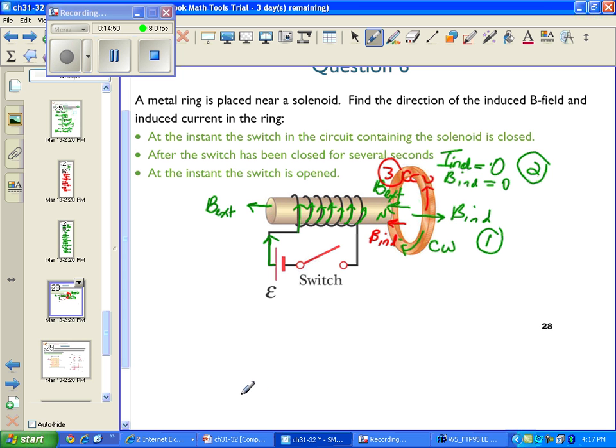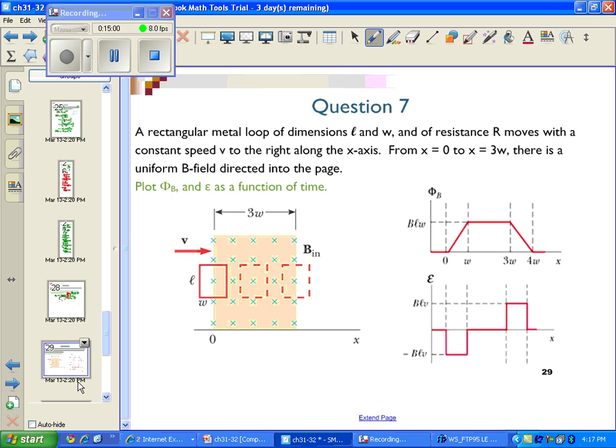And of course, this problem is strictly Lenz's law, an exercise in Lenz's law, and so will the next couple of questions that we're going to address. So let's go to the next question. Let me get the green back.